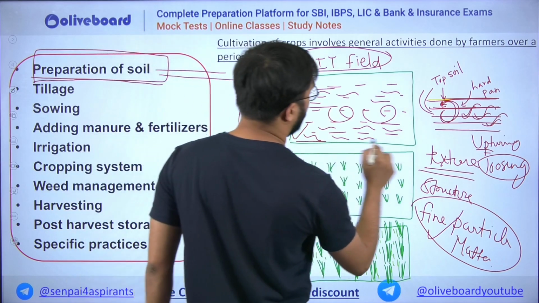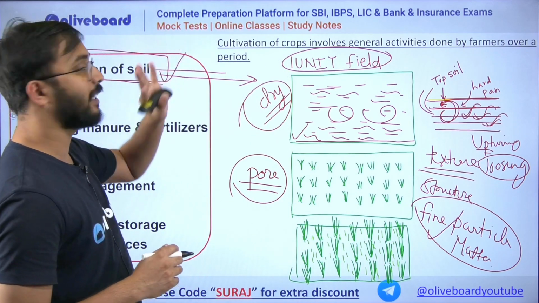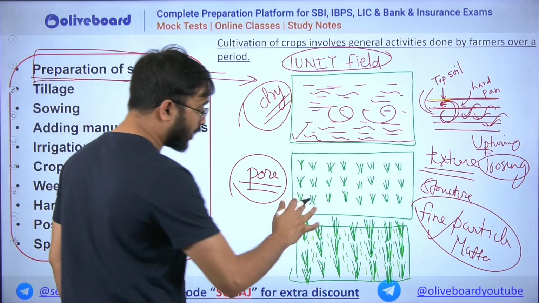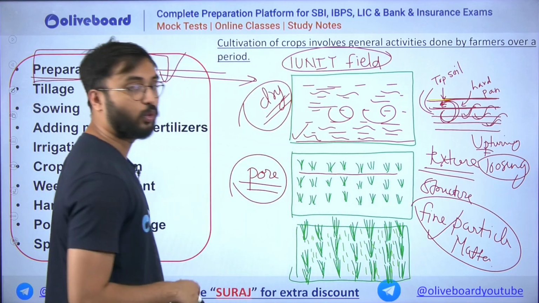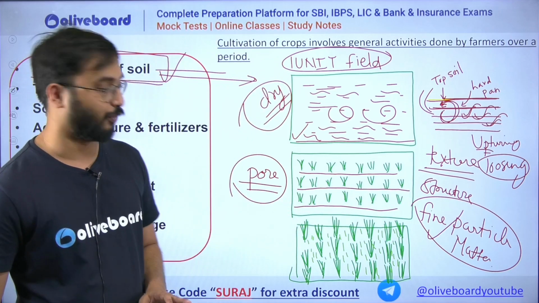So these particular processes of upturning and loosening, this is the basic activity which is carried out during the preparation of soil. In such soil, after plantation of seed, you could see such nascent growth of small plants which occur in the field.